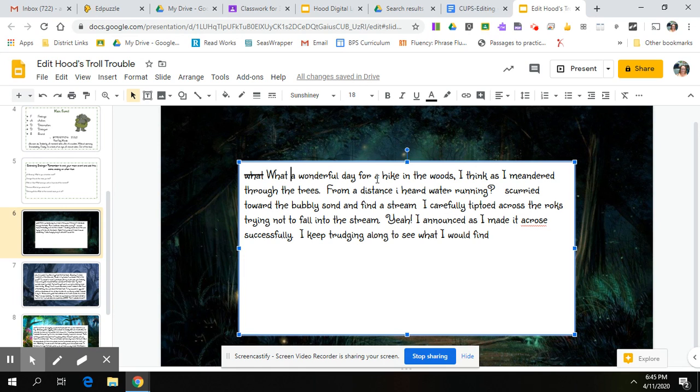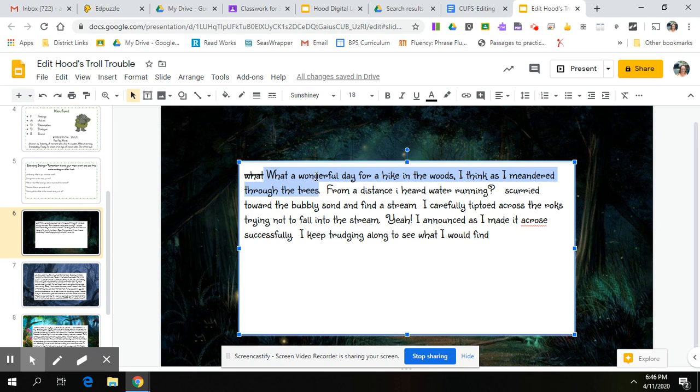What a wonderful day for a hike in the woods, I think, as I meandered through the trees. So I fixed my capital mistake. I don't see any other capital mistake in that sentence. And there's a comma, so I think that comma belongs there. And there's a period at the end, so the punctuation's good.